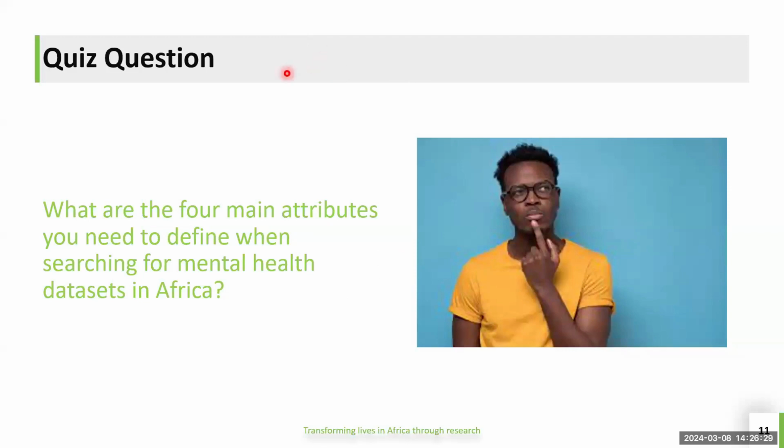If you want to raise your hand, say something, or you want to type in the chat, that's fine. So 4 attributes: variables of interest, yes; time period, yeah; geographical location, that's good. Yes, the region, the geographical location, time period, yes.